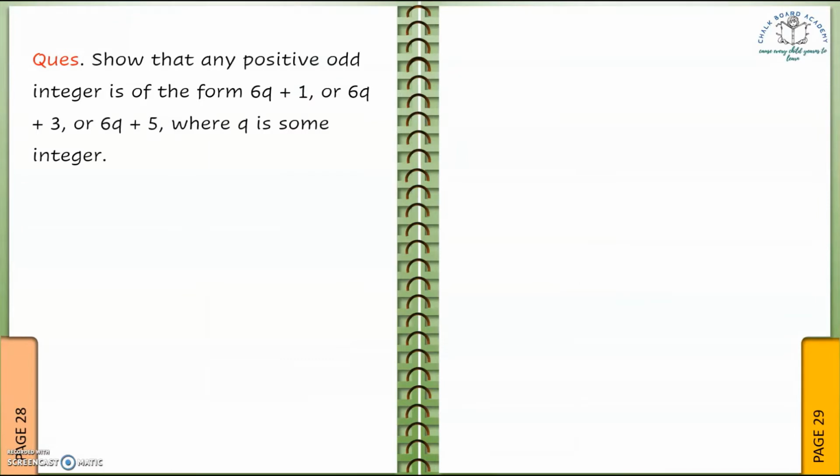So here we have a question: show that any positive odd integer is of the form 6q plus 1 or 6q plus 3 or 6q plus 5, where q is some integer. So here we are taking any positive odd number. Remember, we are talking about an odd number.